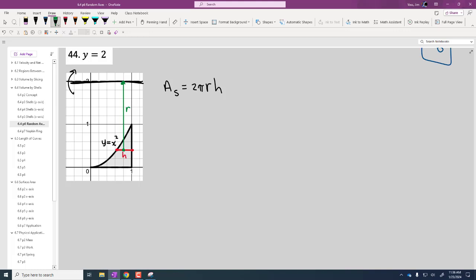What'd you all get for your R? 2 minus y. Perfect. 2 minus y. Does everyone agree and see that? So we chose a horizontal element at a random y. So the radius of the cylinder that's created, it's a vertical distance. So we do the upper y value, which is at y equals 2. So this is y equals 2 up here. And the lower y is just y. So it's going to be 2 minus y.